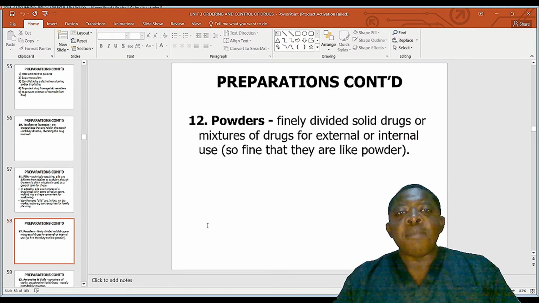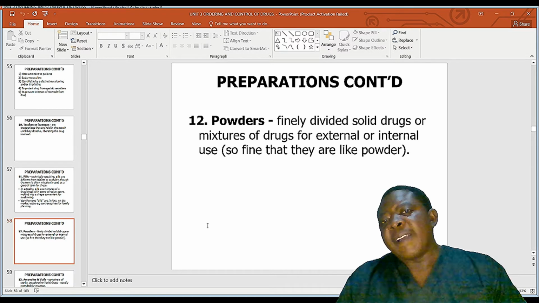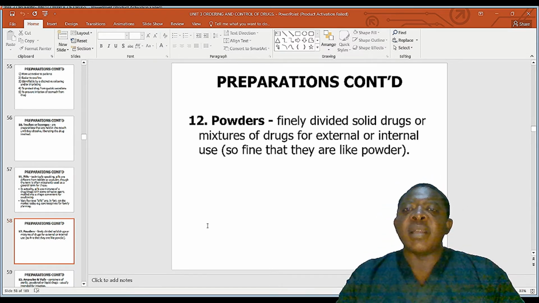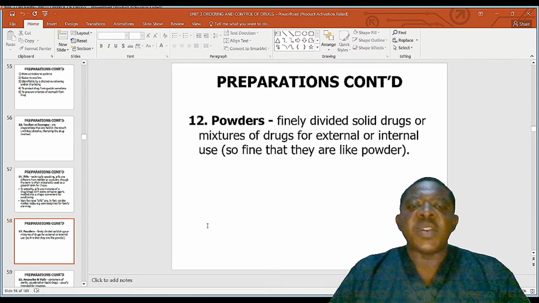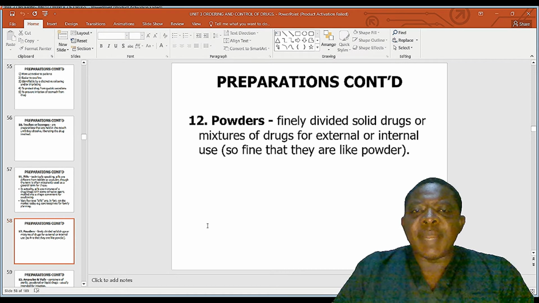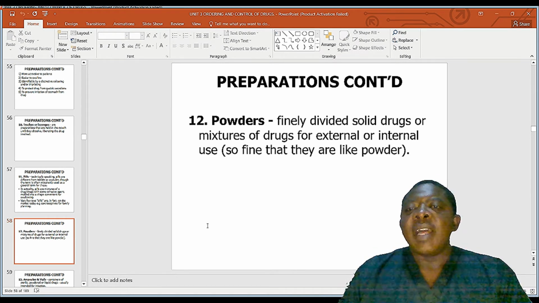Then powders as one of the preparations. These are finely divided solid drugs or mixtures of drugs for external or internal use. So they are a very fine powder, so fine that they are like flour.